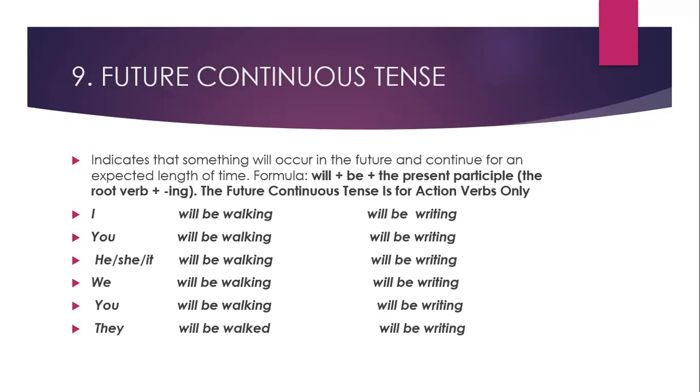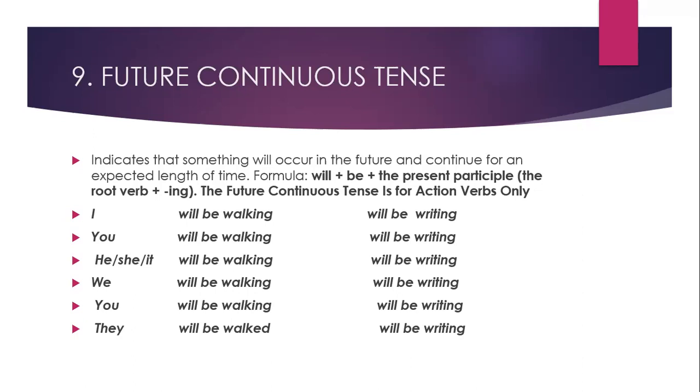Then we have the future continuous tense. This is used to indicate something that will occur in the future and continue for an unexpected length of time. So the formula is will plus the verb to be plus the present participle, or the verb plus ing. Now the future continuous tense is used for action verbs only. It's not used for state of being verbs.